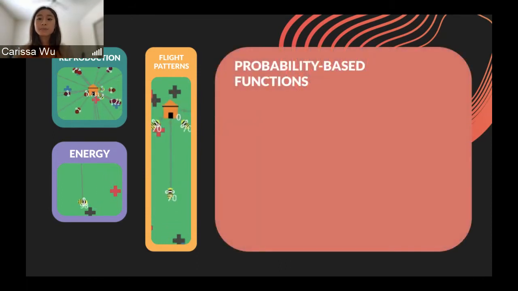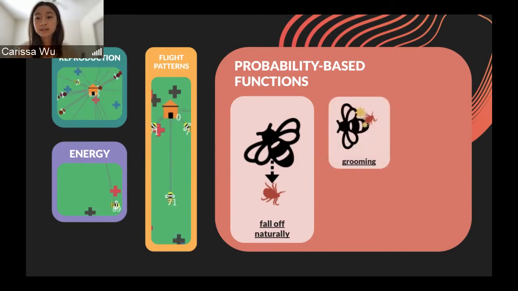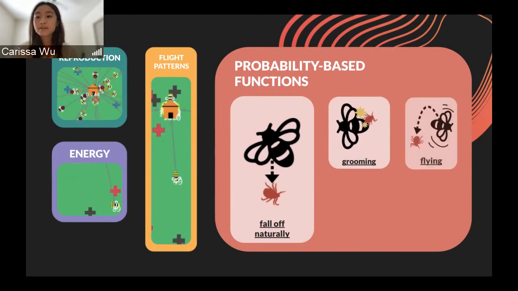We had a couple of probability-based functions to illustrate the entering and exiting of mites within our system. The first way that a mite can exit the system is to fall off a bee naturally, and this was determined randomly based on a random probability. The second is grooming. When a bee grooms, the mite can be knocked off. And the third is when a bee is flying, the mites can also be knocked off. And these all exit the mites from our system.